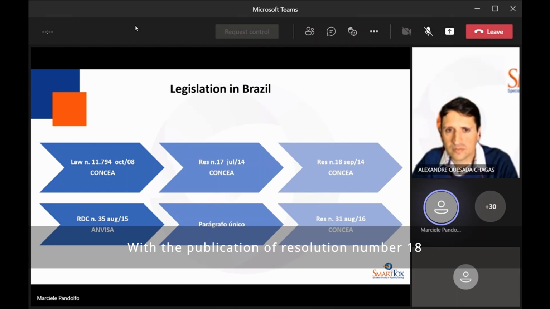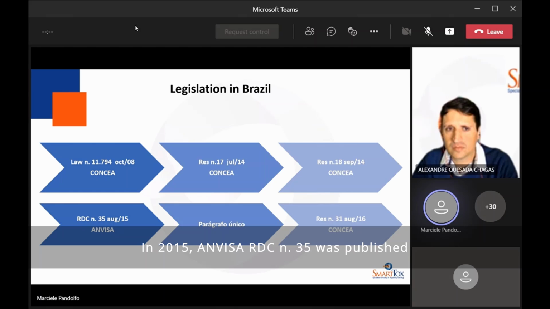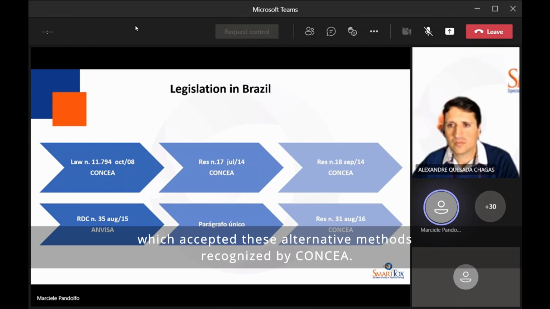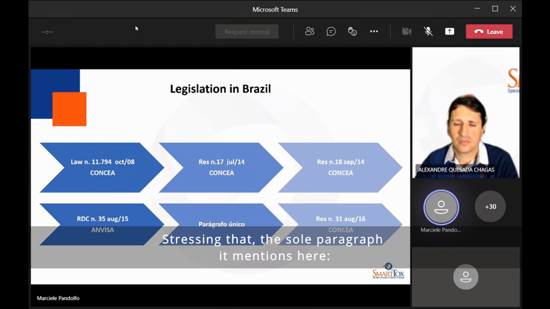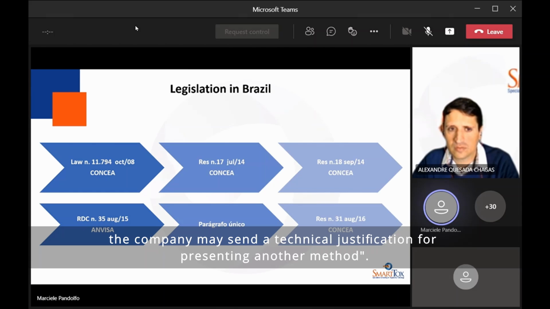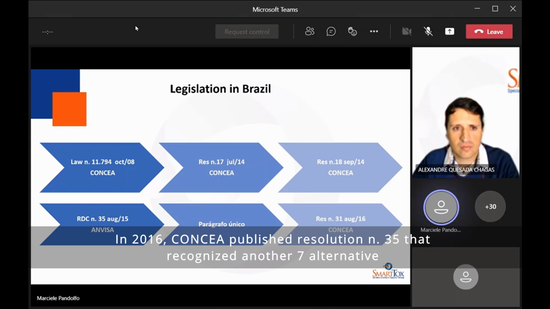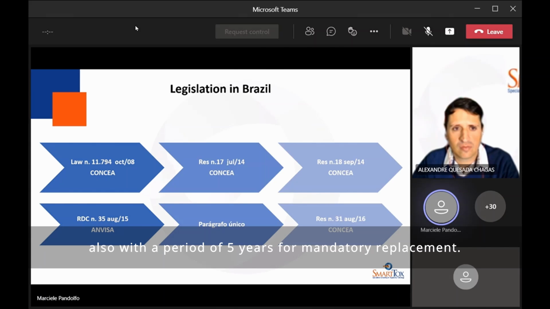E com a publicação da resolução número 18, o CONSEA reconheceu 17 métodos alternativos e estabeleceu também o prazo de 5 anos para substituição obrigatória. Já em 2015, foi publicada pela Anvisa a RDC 35, que aceitou esses métodos alternativos reconhecidos pelo CONSEA, salientando que, no parágrafo único, ela cita que, em casos de inaplicabilidade dos métodos alternativos do CONSEA, a empresa poderá enviar uma justificativa técnica para apresentação de outro método. Em 2016, o CONSEA publicou a Resolução 35, que reconheceu mais 7 métodos alternativos, também com um prazo de 5 anos para substituição obrigatória.